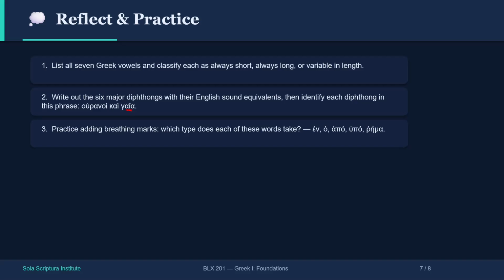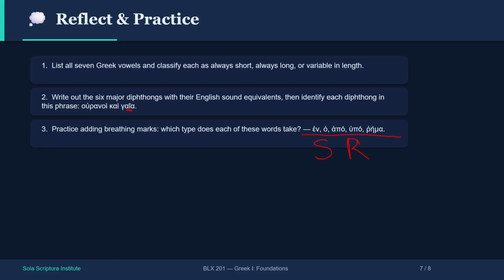So practice adding breathing marks. Which type does each of these words take? En, ho, apo, hupo, rhema. And when you look at it, you can tell which one is smooth. You can just write S. And which one is rough. You can just write R. Okay, just look at if it opens, if it's an open quotation mark, then that's a rough breathing mark. If it's a closed quotation mark, then that's a smooth breathing.